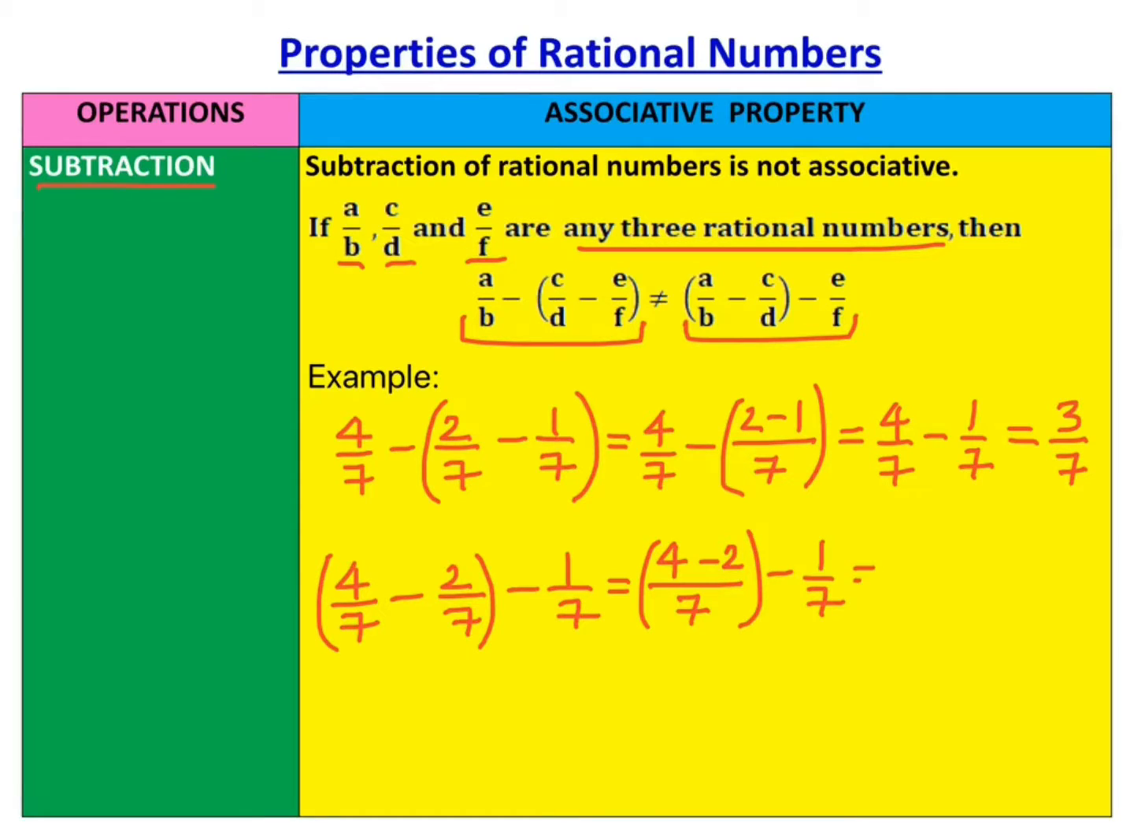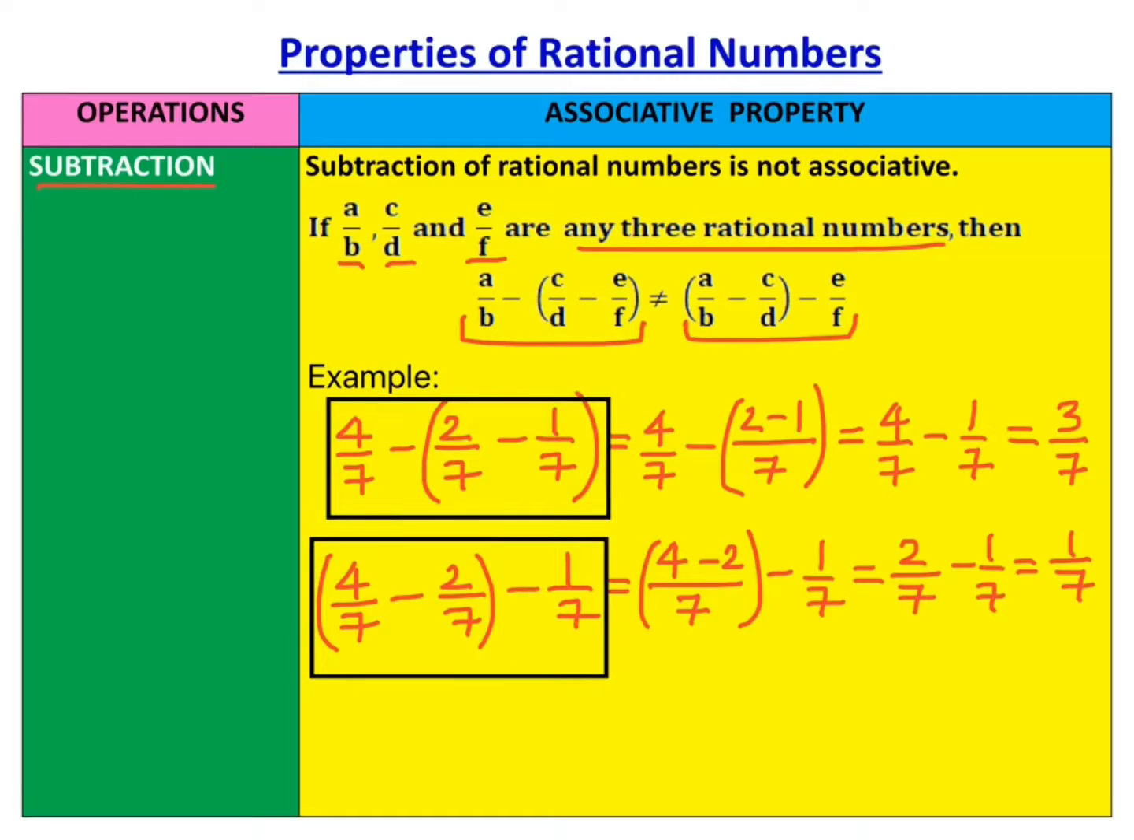This expression is equal to, inside the bracket in the numerator we have 4 minus 2, which is equal to 2 by 7 in the denominator, minus 1 by 7. Now let's subtract 2 by 7 minus 1 by 7, which is equal to 1 by 7. Now you can see that when the three rational numbers are grouped in this way or in this way, the result is not the same.